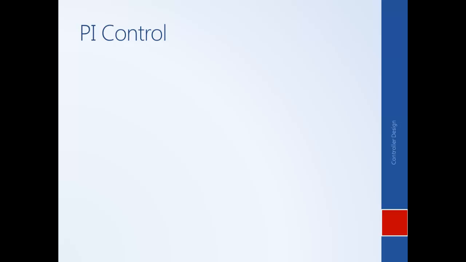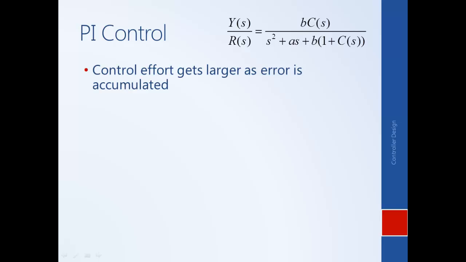Now we will discuss the effect of adding integral control to our controller. So here again is our closed loop transfer function. With integral control, the control effort gets larger as the error is accumulated. So you can imagine that the integral term is integrating the error. And so the longer the error goes for, the more the integral builds up, because an integrator is a summer; it calculates the area under the curve.